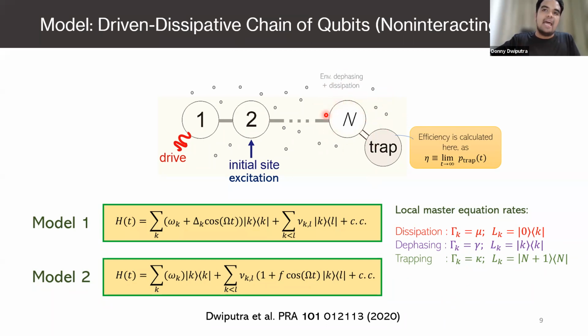we can omit the trapping and calculate the steady state population in the nth site by integrating from 0 to infinity, but I think it is more intuitive to do it this way. In the first model, the driving is taken on site, meaning that it is altering the on-site energy of the qubit, and in the second model, the driving applies to the coupling. So when the coupling is not driven, it becomes the usual tight binding model. And we also take omega to be an ordered site, so the disorder is not important here.